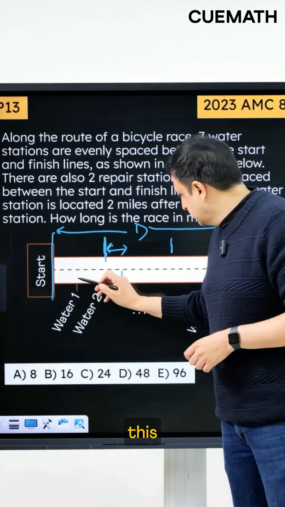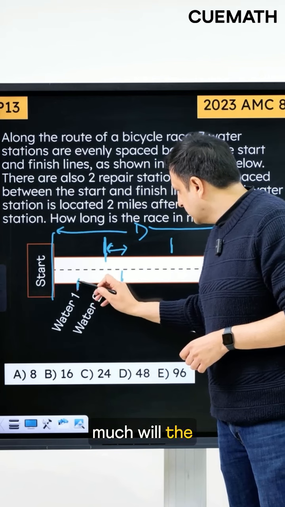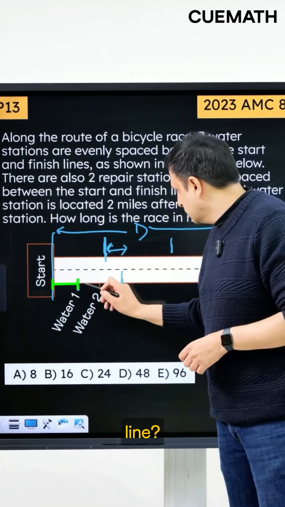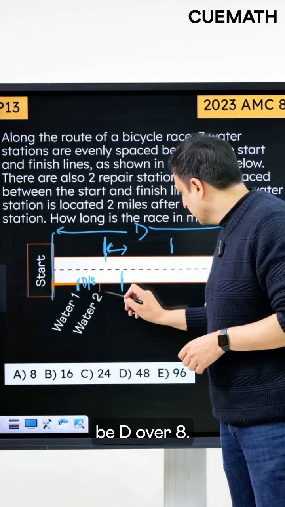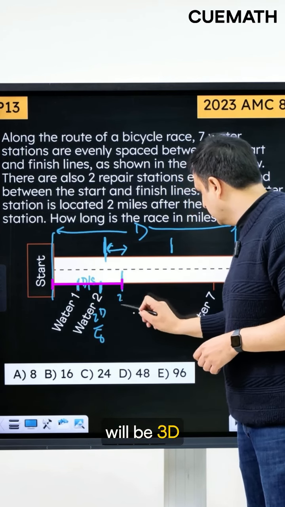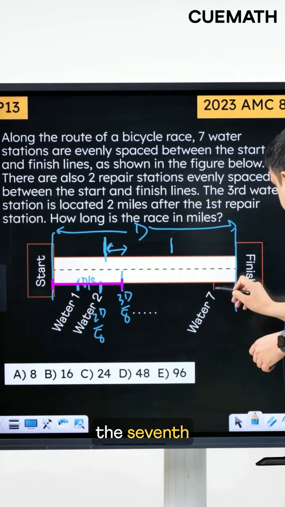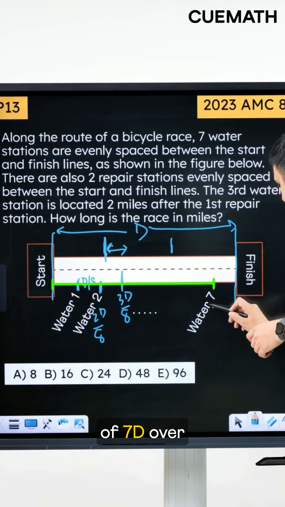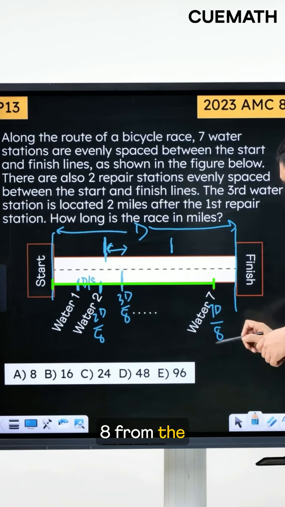And therefore, this over here, how much will the distance of this water station be from the start line? So this will be D over 8. What about this one? So this will be 2D over 8. What about this one? So this will be 3D over 8, and so on. The 7th water station will be at a distance of 7D over 8 from the start line.